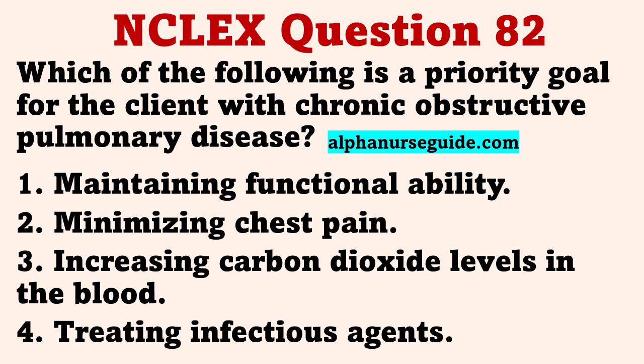The correct answer is 1. A priority goal for a client with COPD is to manage the signs and symptoms of the disease process so as to maintain the client's functional ability. Chest pain is not a typical symptom of COPD. The carbon dioxide concentration in the blood is increased to an abnormal level in clients with COPD. It would not be a goal to increase the level further. Preventing infection would be a goal of care for the client with COPD.